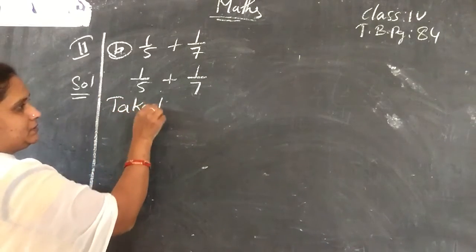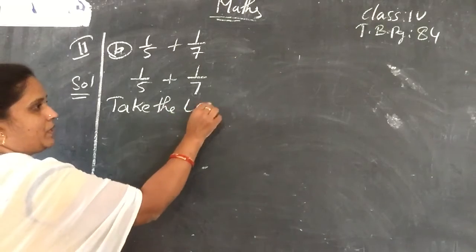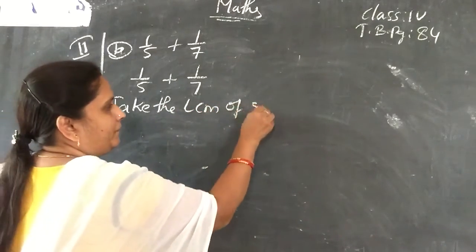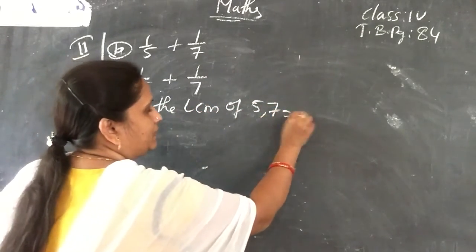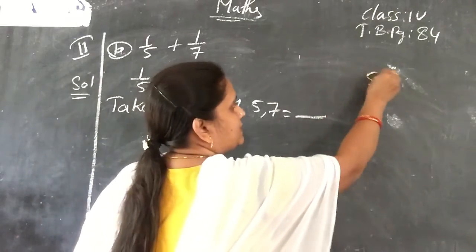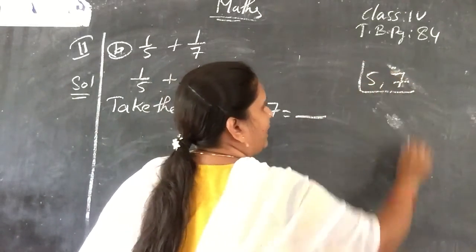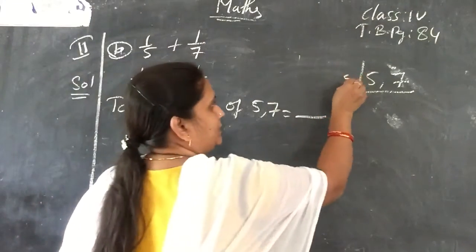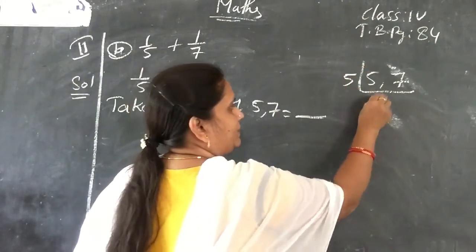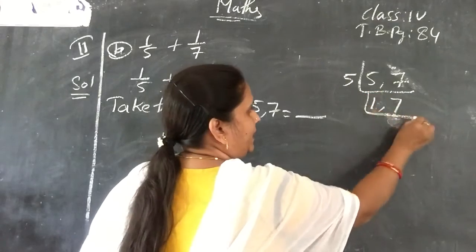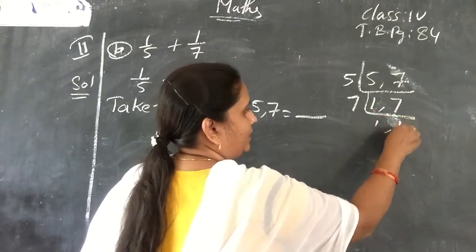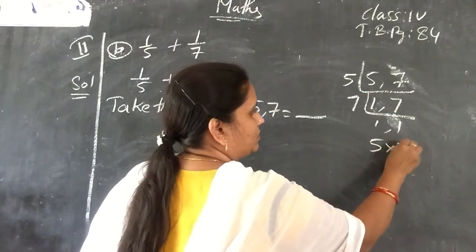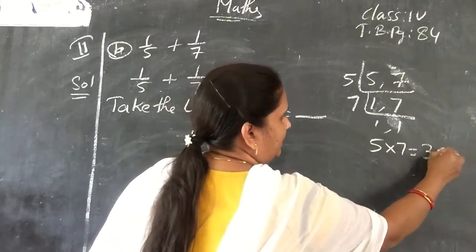Take the LCM of 5 comma 7 is equal to dash. So 5 and 7, I am taking the LCM. 5 and 7 both are prime numbers. First I am checking with 5: 5 ones are 5, next is 7. Again with the 7 table, 1 and 1. Multiply 5 into 7. It is 35.